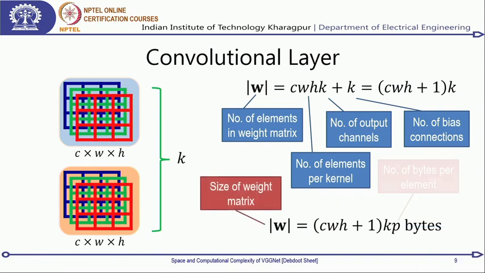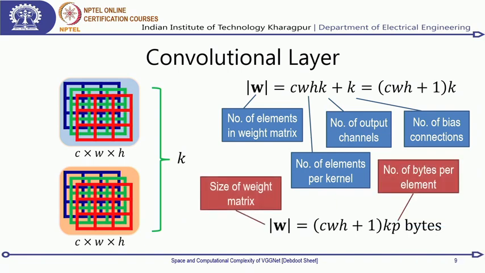Now, by the same logic, if I have p bytes per number being represented, then the total cardinality, or total number of elements, comes down to (CWH plus 1) times k times p bytes, and this is the total memory consumed by one of these convolutional layers.